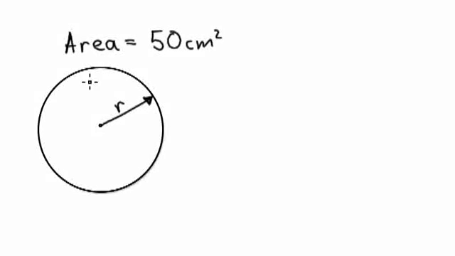So here, the area of this circle is given as 50 centimeters squared. Don't worry about this for the time being. The unit here only tells people that we are talking about the area of something. So we are given this circle. It has an area of 50 centimeters squared. Work out the radius of this thing.